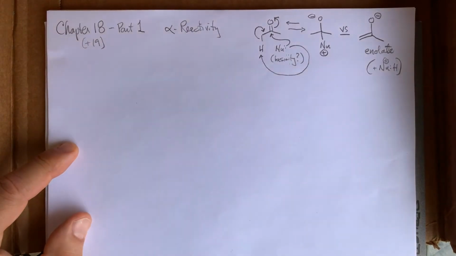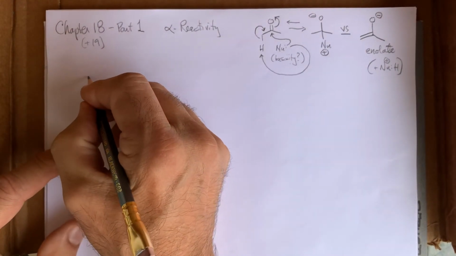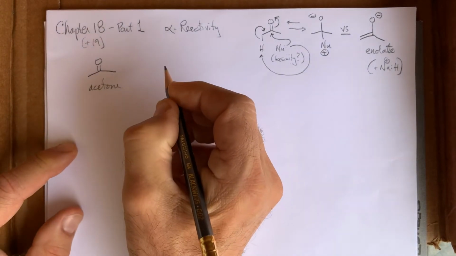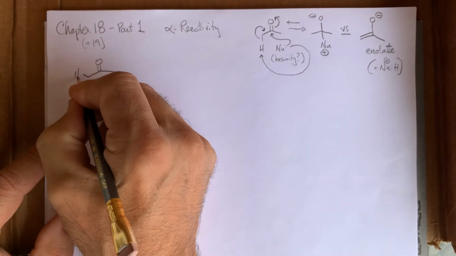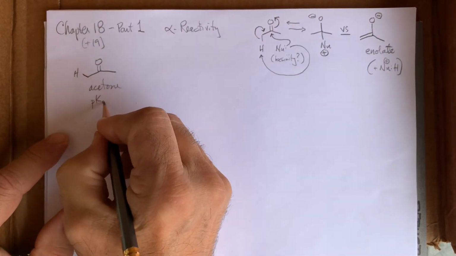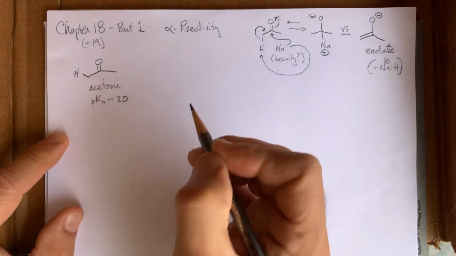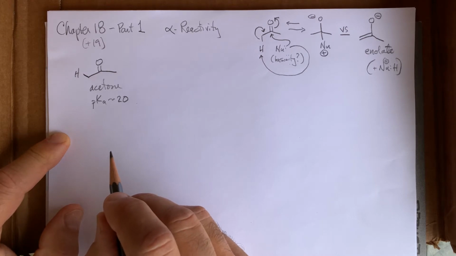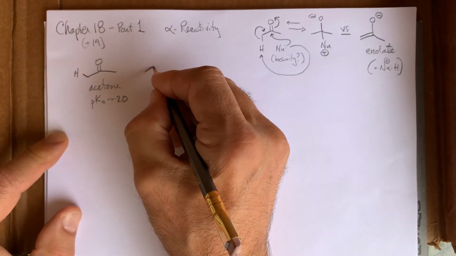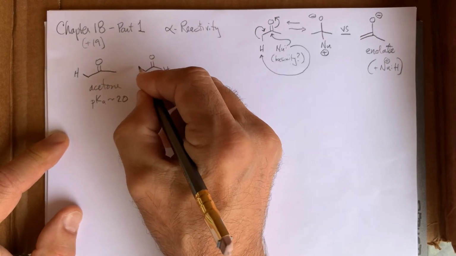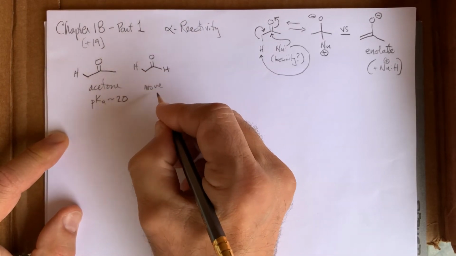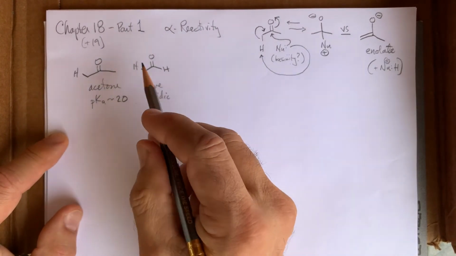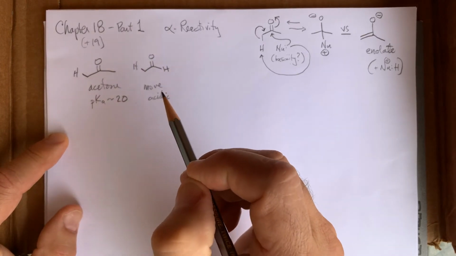Okay, so basicity. Acetone, as I've mentioned in the past, has a pKa of about 20. And aldehydes are more acidic, although they are so reactive you might have trouble finding a pKa value.